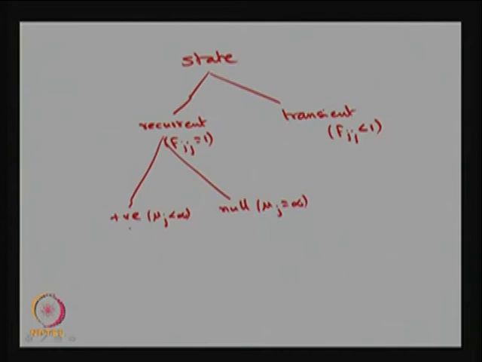Again I can classify the positive recurrent into two: one is periodic and the other one is aperiodic. Periodic means that for the corresponding positive recurrent state, the period is greater than 1. Aperiodic means the period d j is 1. So, the aperiodic positive recurrent state is going to be called an ergodic state.